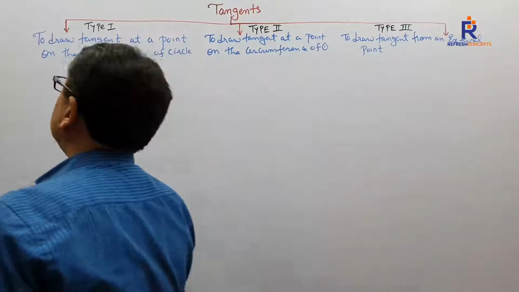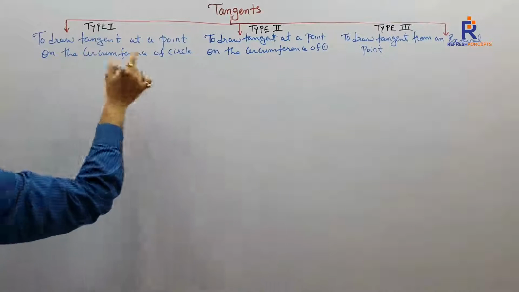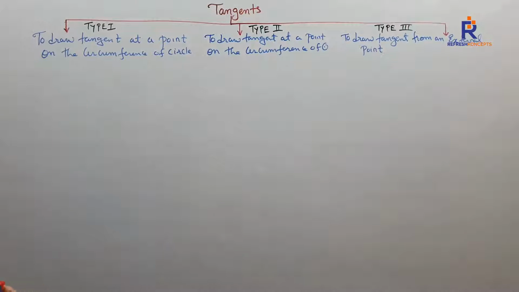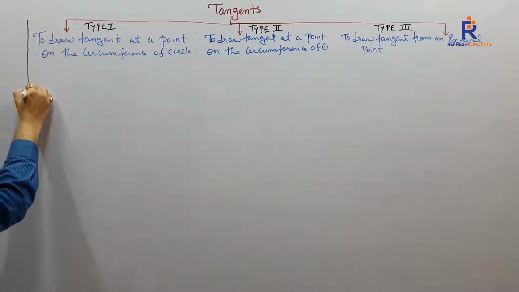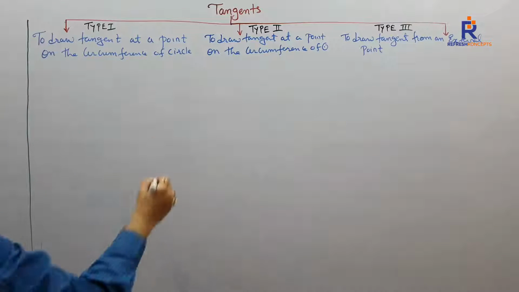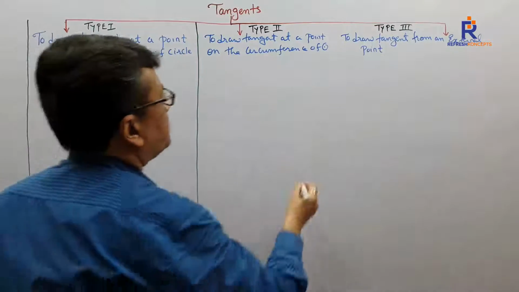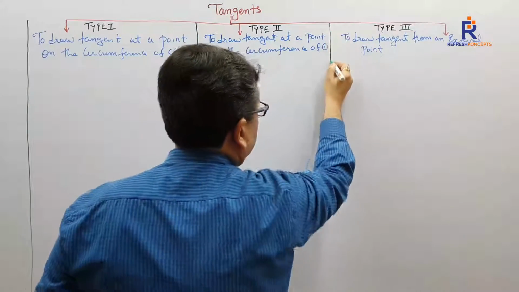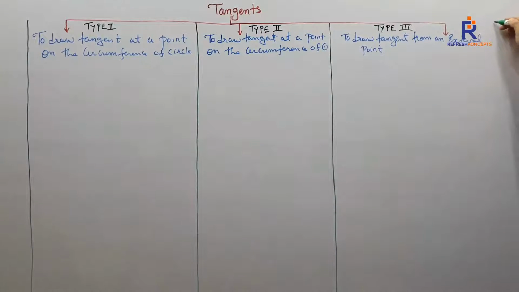This is my type 1. This is my type 2. And that's my type 3. So let me just draw boundaries so that you can easily distinguish. Right, children? Let's start.